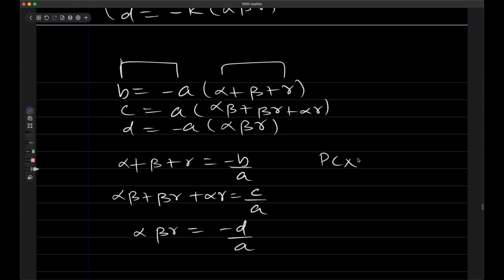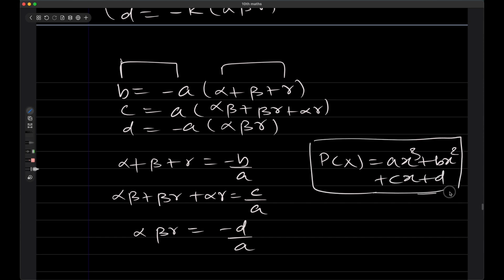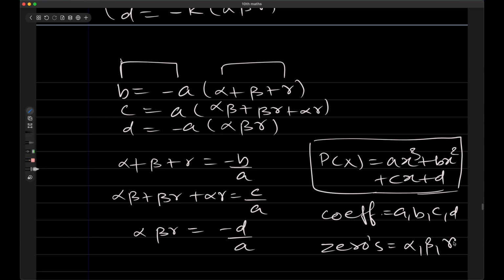We have the polynomial p of x equals ax cube plus bx square plus cx plus d, where coefficients are a, b, c, d and zeros of cubic polynomial are alpha, beta and gamma.